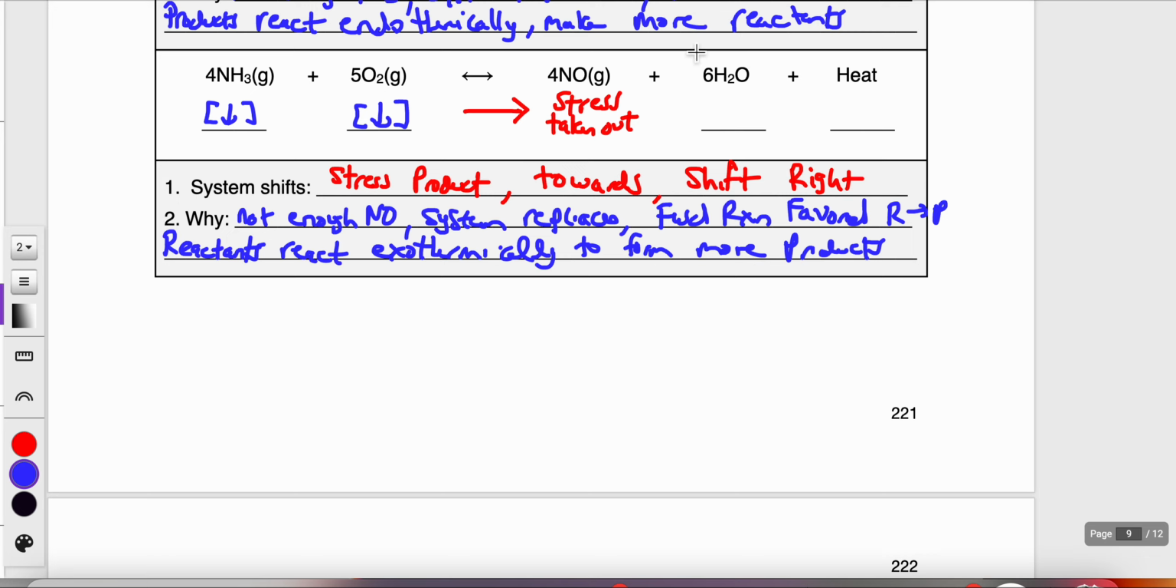That means that more H2O is going to be formed, so its concentration is going to increase. The NO is now going to be replaced. And because it is reacting exothermically, that means that heat has been released. So if you touch the closed system, like the container, it's going to feel warmer because now there's an increase in the heat that's moving around in the system.